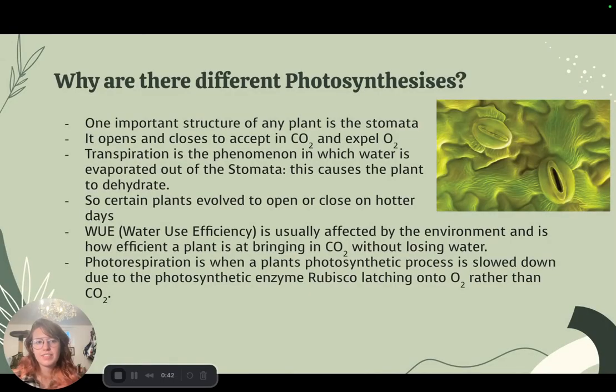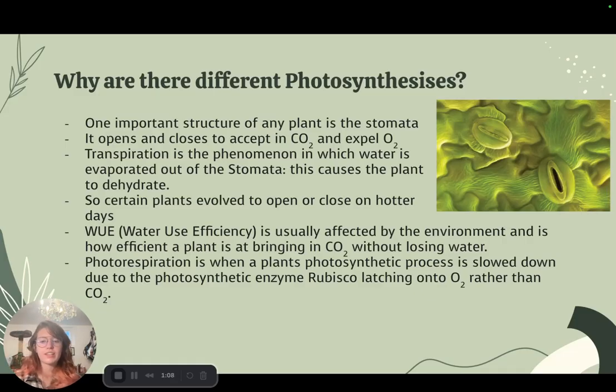Why are there different photosyntheses? One important structure of any plant is the stomata. It opens to accept in carbon dioxide and expel oxygen, and closes to prevent too much water from escaping. Transpiration is the phenomenon in which water is evaporated out of the stomata. This is not good and causes the plant to dehydrate. So, certain plants evolved to open and close on hotter days.